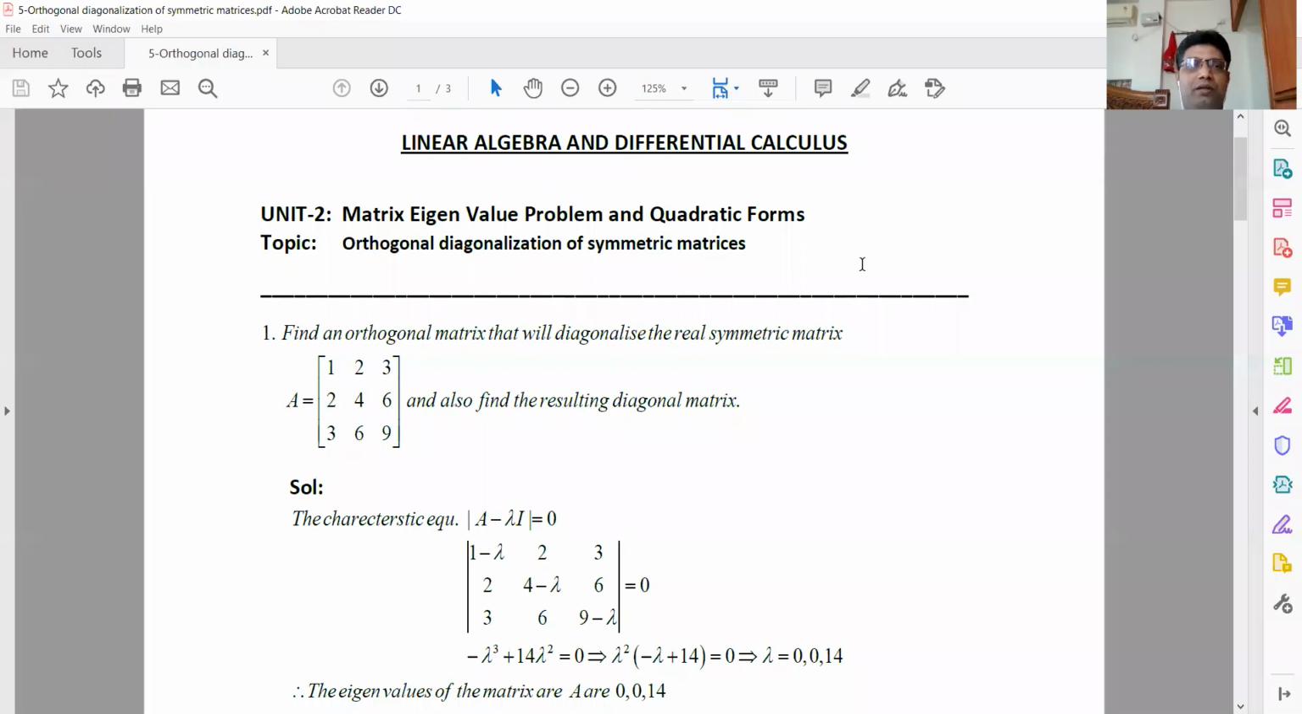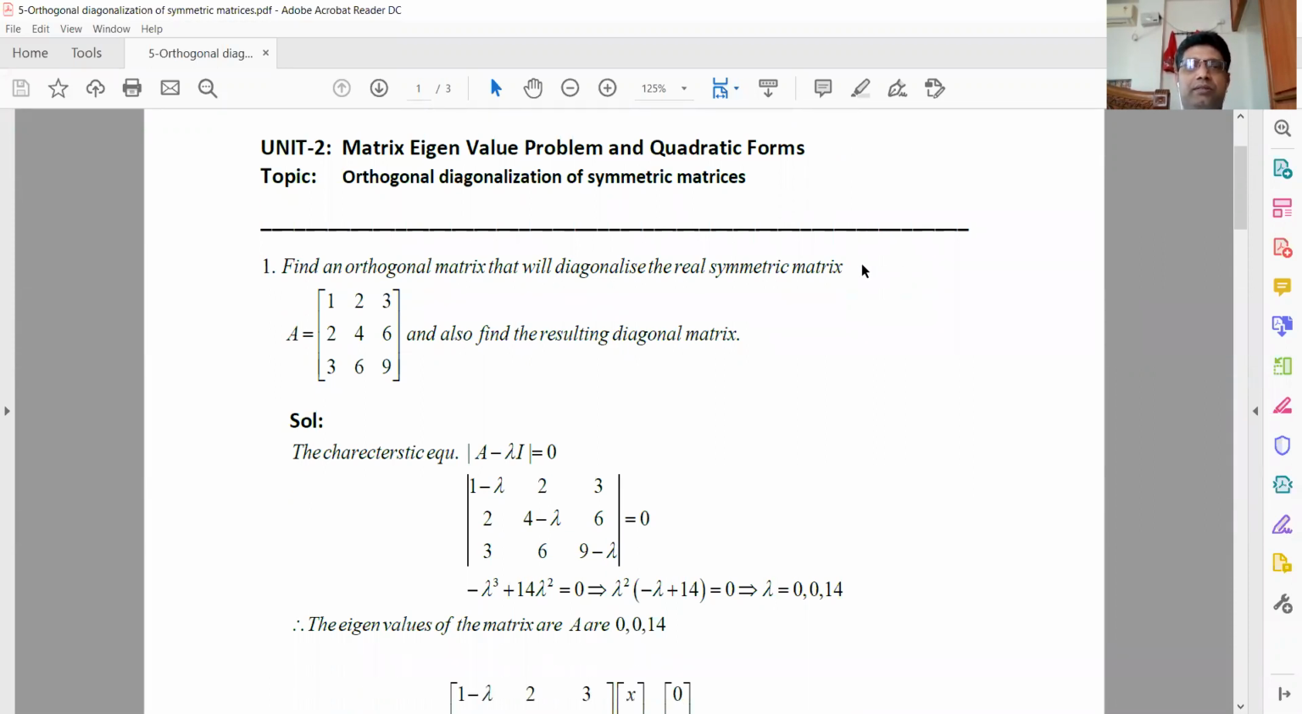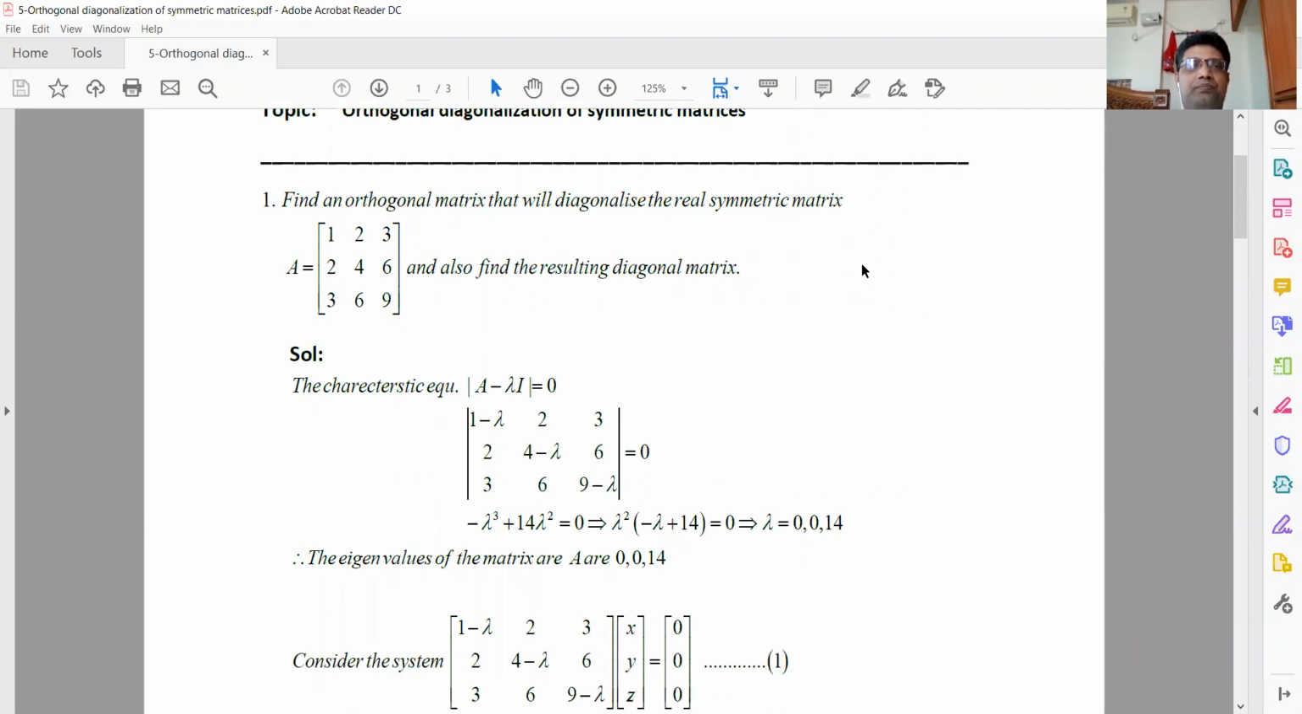Hello, welcome to the second unit, matrix eigenvalue problem and quadratic forms. In this lecture, we are going to see how to do orthogonal diagonalization of symmetric matrices. That is, orthogonal diagonalization of symmetric matrices. So we'll deal with this topic by taking a problem here.